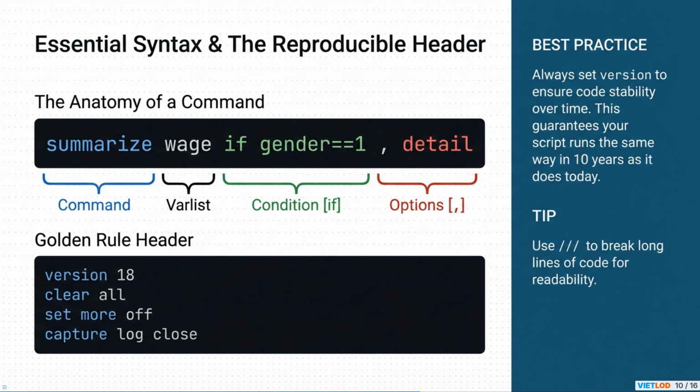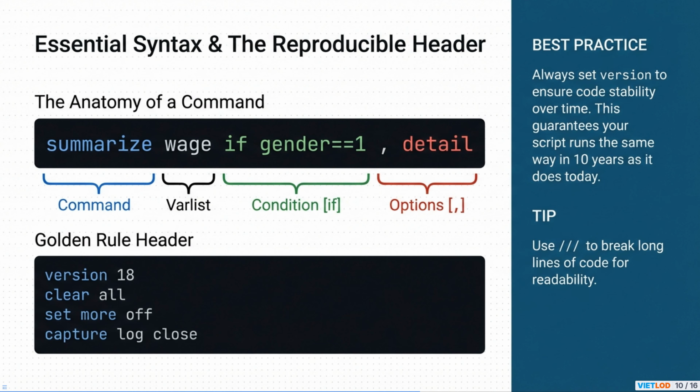Every Stata command follows a basic anatomy. It starts with the command name, like summarize. This is followed by a varlist, which specifies the variables the command should act upon, such as wage. You can add a condition using the if qualifier to apply the command to a subset of the data, for example, if gender equals 1. Finally, options modify the command's behavior. They come after a comma, like the detail option, which provides more detailed summary statistics.